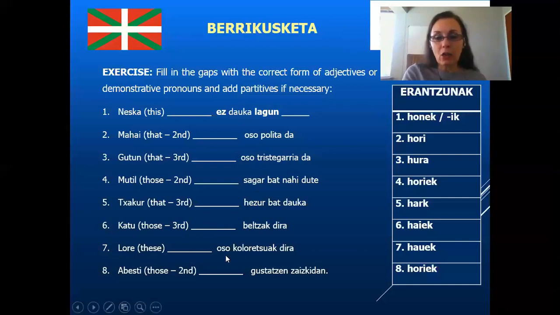Lore hauek oso koloretsuak dira. These flowers are very colorful. Abesti horiek gustatzen zaizkidan. We will see the verbs, but at the moment, I like those songs. Abesti horiek gustatzen zaizkit. How many did you get?